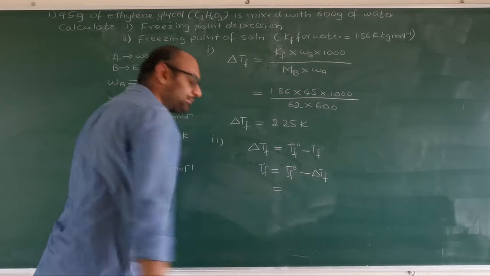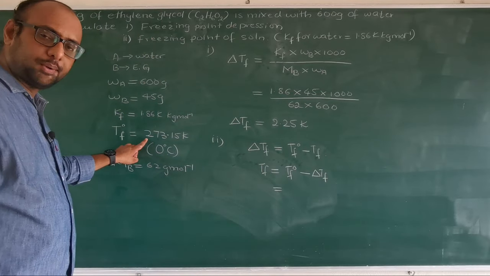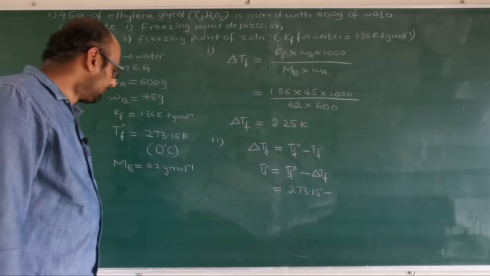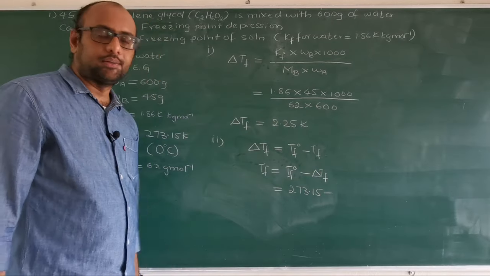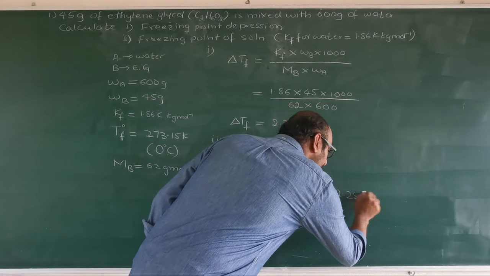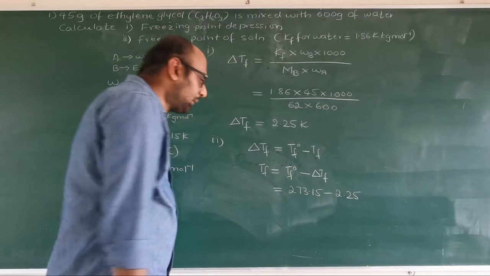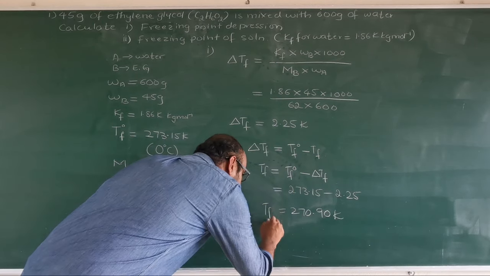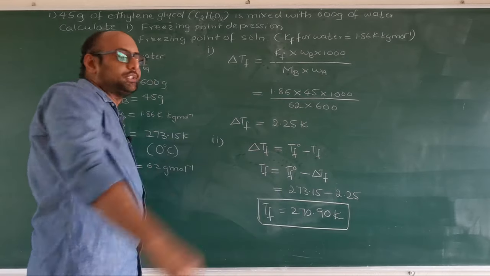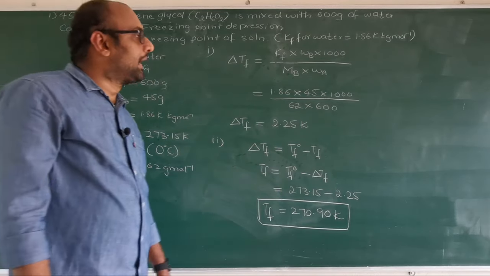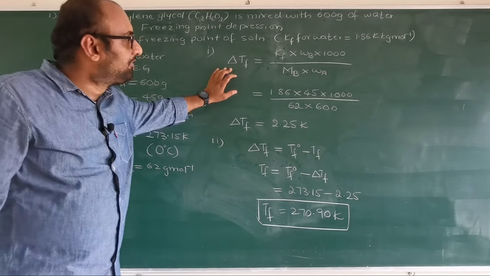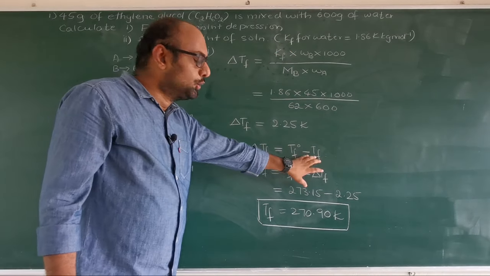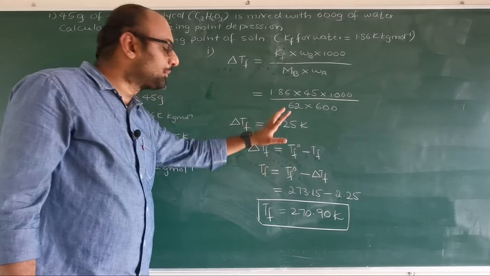This is equal to, what is TF naught? It is 273.15 minus, what is delta TF you calculated here? 2.25. Now when you calculate this, you will get a value, that is 270.90 Kelvin. This is nothing but freezing point of the solution. So this is how you have to calculate the depression in freezing point. If MB is not given, you have to calculate MB. Then for the freezing point of the solution, you have to use this mathematical expression.